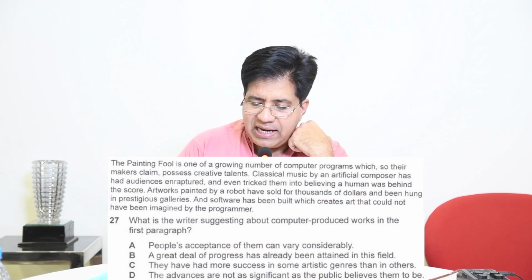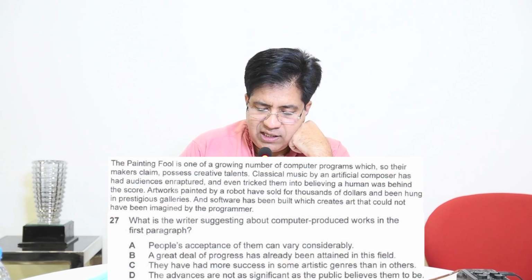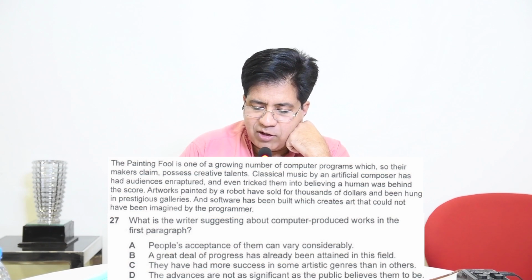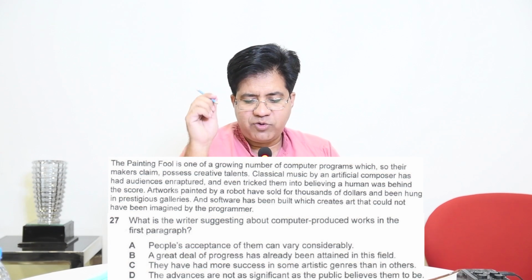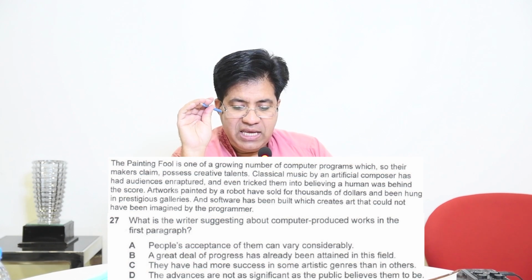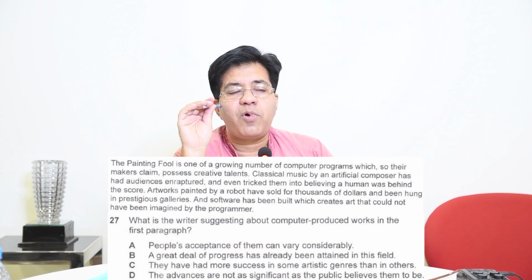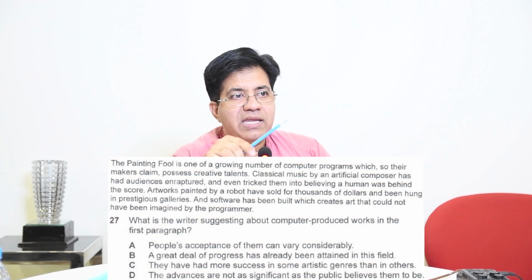So what is that? Classical music, that is one thing. Then they talk about a painting by a robot sold for thousands of dollars. That is the second thing, right? So the correct answer for question number 27 is B, great deal of progress. And what is that progress? A robot made a painting and sold it for thousands of dollars. Something like that. Now let's go on.